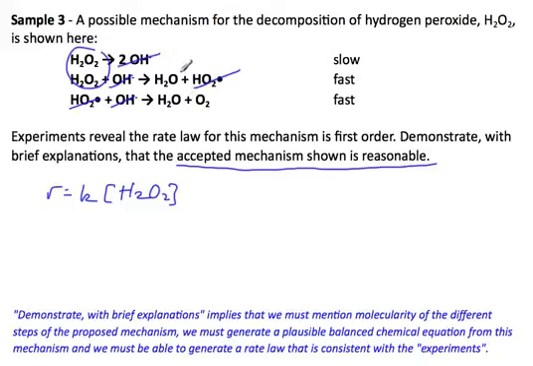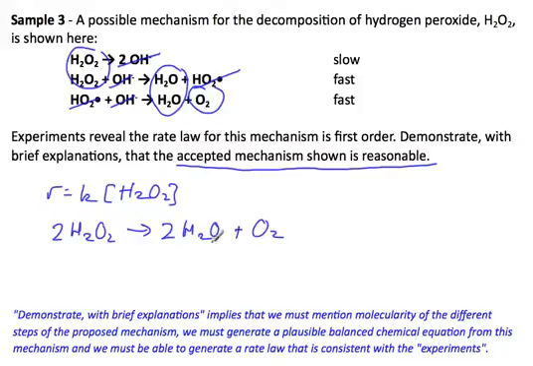2 moles of hydrogen peroxide, 2 moles of water, mole of oxygen. So our overall equation is 2H2O2 yields 2H2O plus O2. And it should come out balanced, and it does come out balanced. 4 hydrogens, 4 oxygens, 2 plus 2, 4 oxygens. So we have generated a plausible, balanced chemical equation for that.